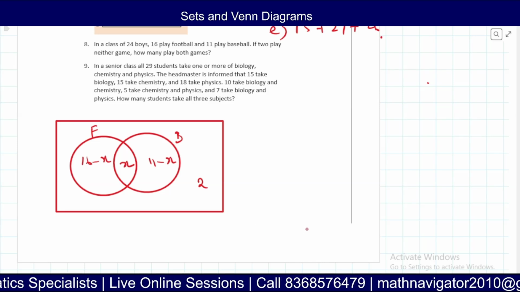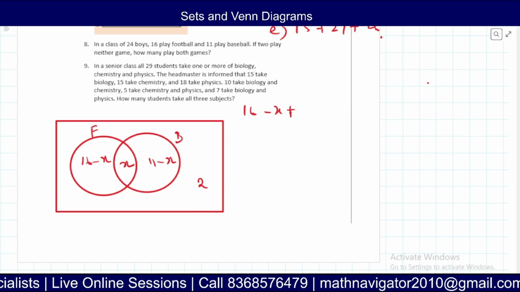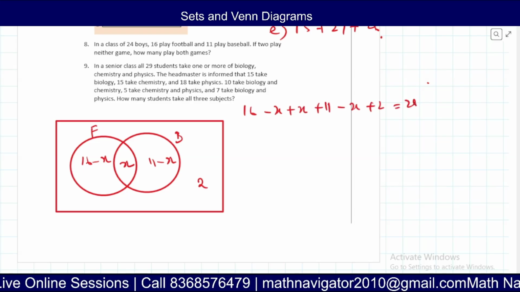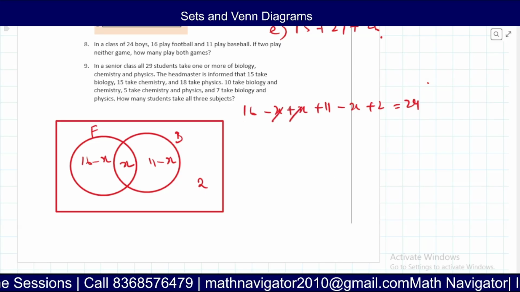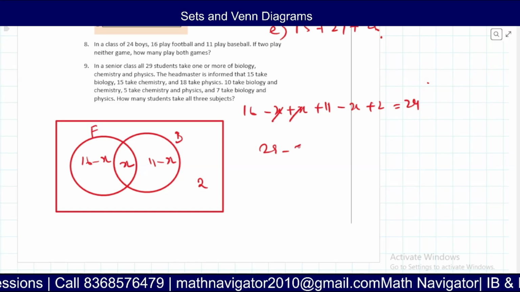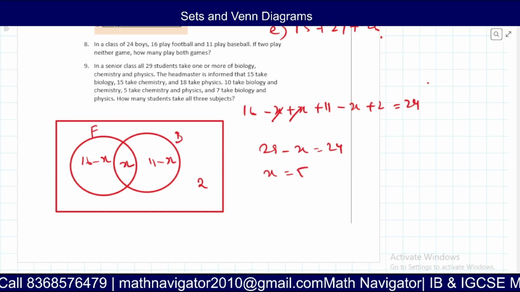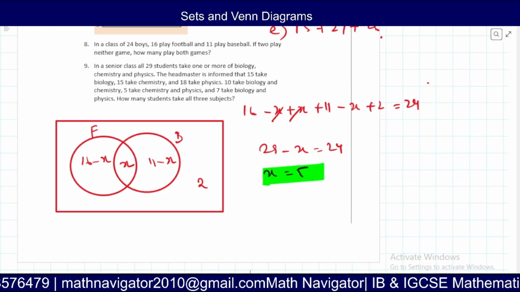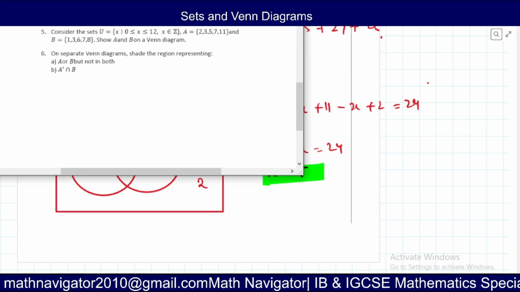Got it? So the total of everything is 24. So I'll do 16 minus X plus 11 minus X plus 2 is equal to 24. This cancels. So 29 minus X is equal to 24. So X is equal to 5. So this is my answer. Great. Now let's move to the last question, which is a little trickier. Let's do that.